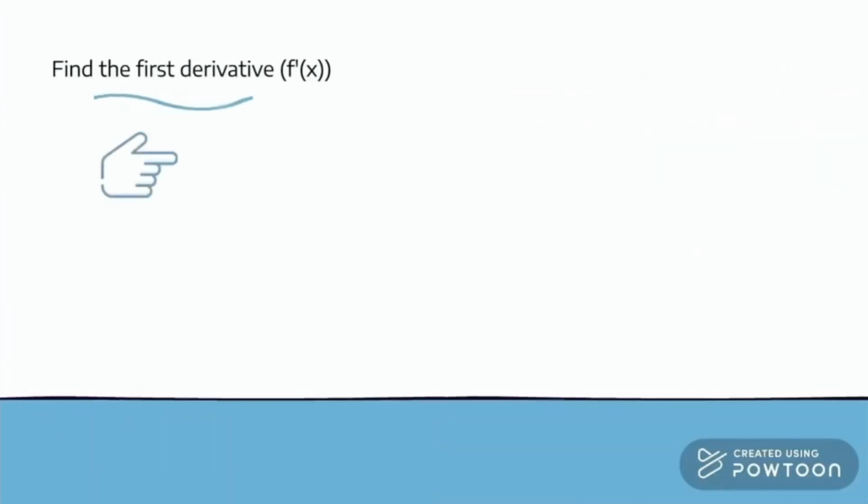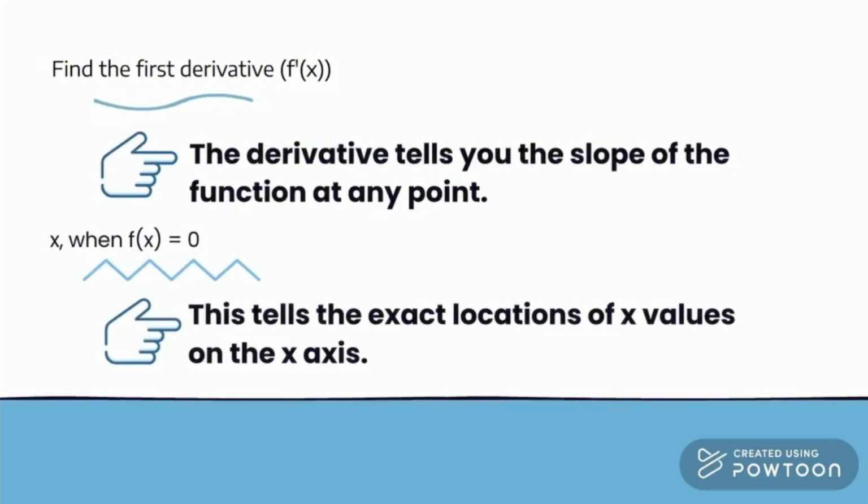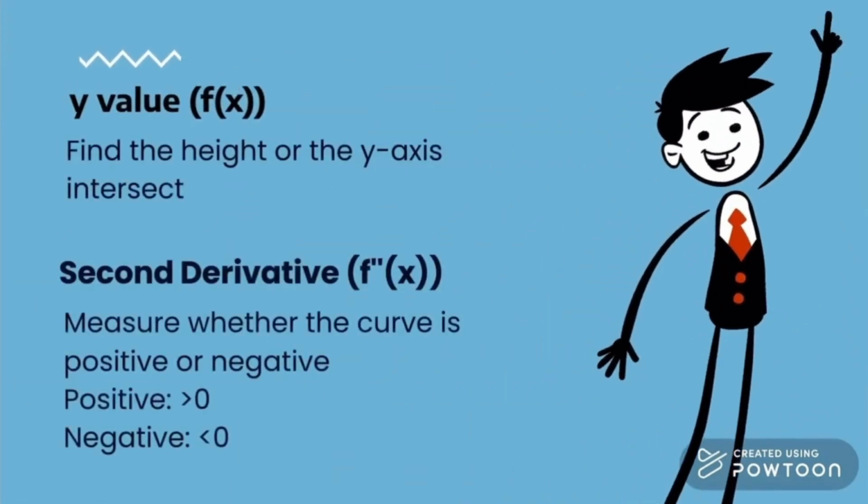I'm going to present a little bit about critical points of a function f(x). The derivative basically tells you about the slope of the function at any point. When f'(x) equals 0, it tells you exactly the location of the x value on the x-axis, and the y value of f(x) to see where the y-intercept is. The second derivative is to see whether the slope is negative or positive.